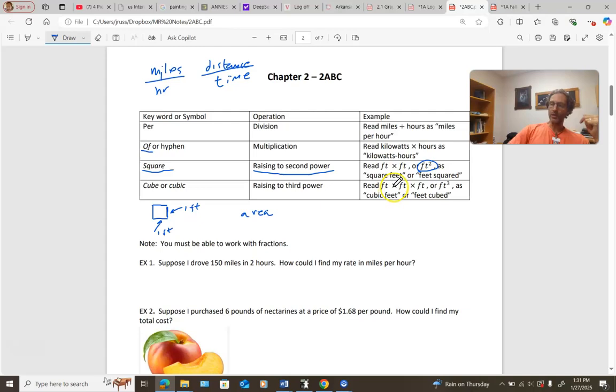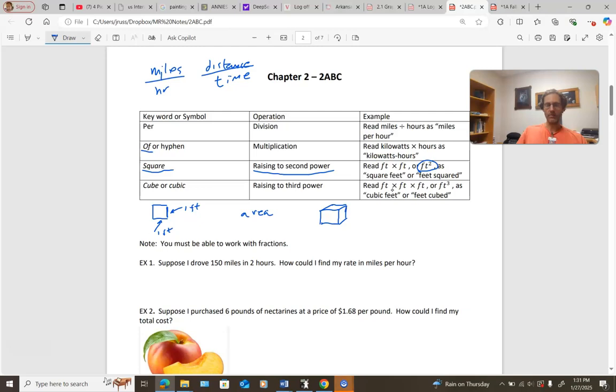And there are also cubic units. These cubic units are used to measure volume, because volume is 3-dimensional. Not only do you need length and width, but you also need height to measure volume. So the word cubic implies that you're raising something to the 3rd power. And where does that come from? Well, it comes from a cube. If you have a square, and you extend it in one dimension, then you end up getting a cube.